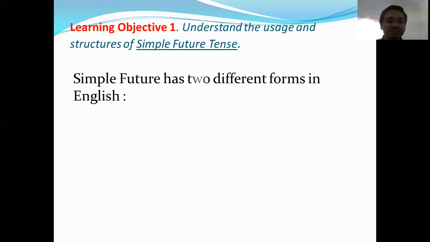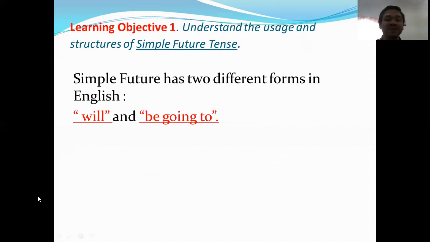Let's talk about first learning objective number one: understand the usage and structures of simple future tense. Now, simple future tense has two different forms in English. So again, simple future tense has two different forms in English. What are these forms? We can use will and be going to. It's very common for will. So again, we have to use the modal verb will and be going to.